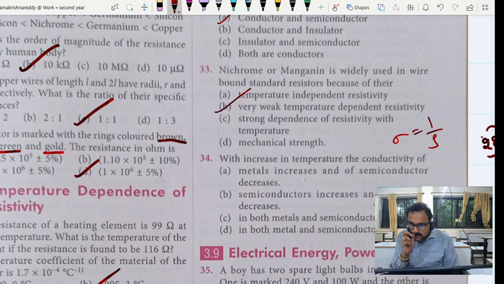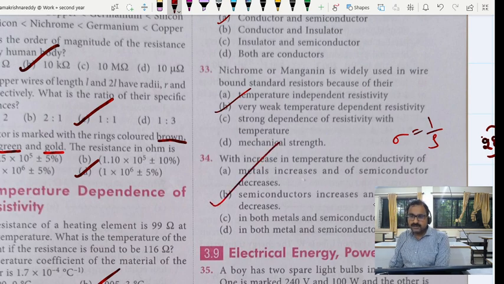Now for metals, what about their resistivity? It increases with the increase in temperature. But conductivity is exactly opposite to that. With increase in temperature, what is the conductivity of metals? It decreases, and for semiconductors it increases. That is the second option.